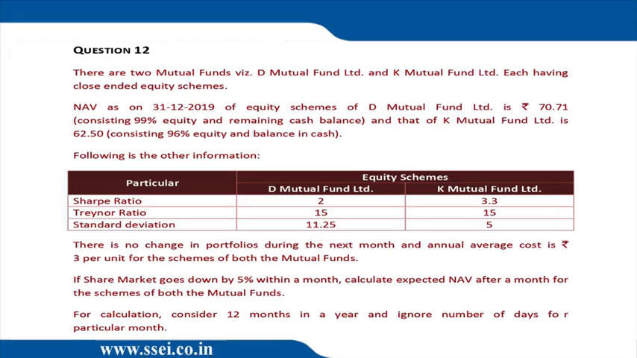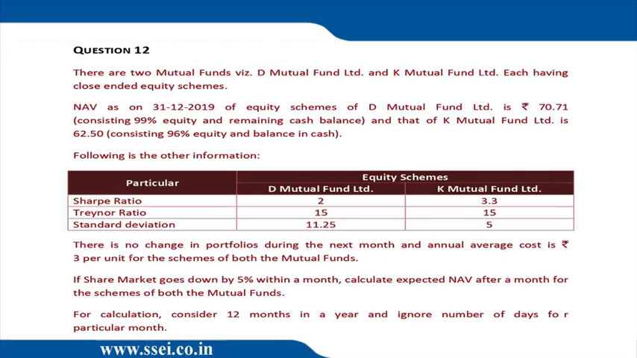Two mutual funds, D and K, each having closed-ended equity schemes. NAV as on 31st December of D is 70.71, of which 99% equity, remaining cash. Let's find out the split up. So 70.71 into 99%. That is 70.0029. That's the equity component. I'm just writing it down. And what's the cash component? 70.71 into 1%. This is 0.7071. I'm also writing it down. So I've written the equity component and the cash component.